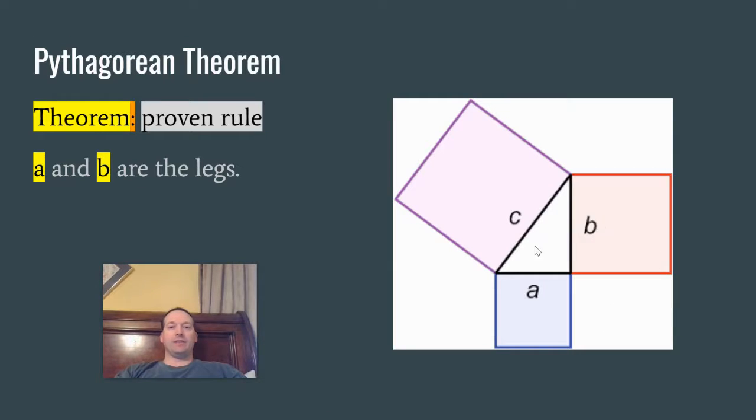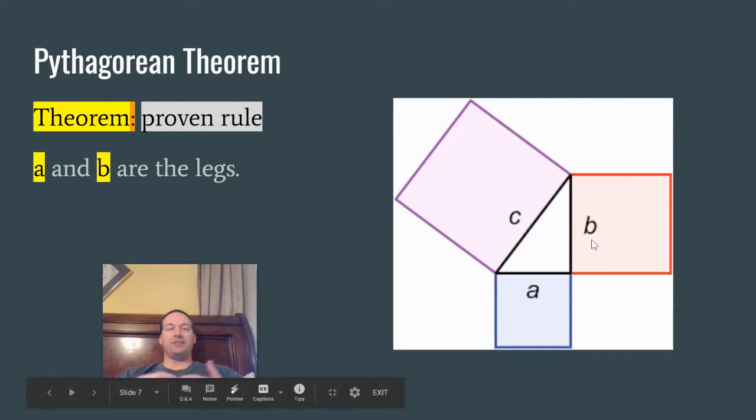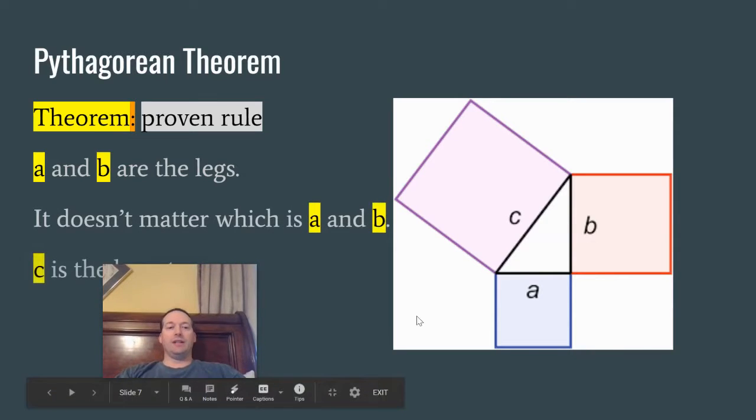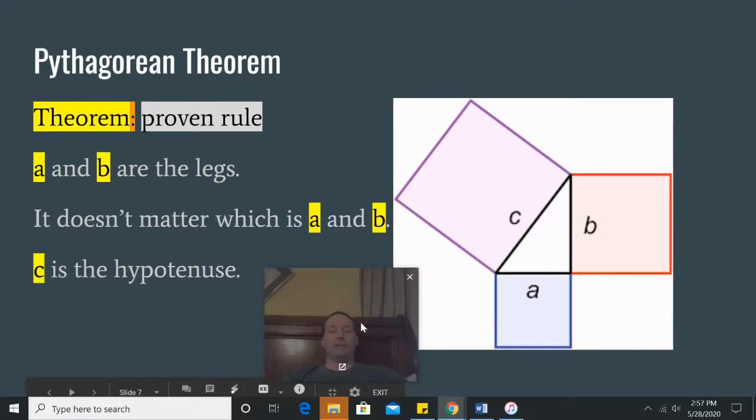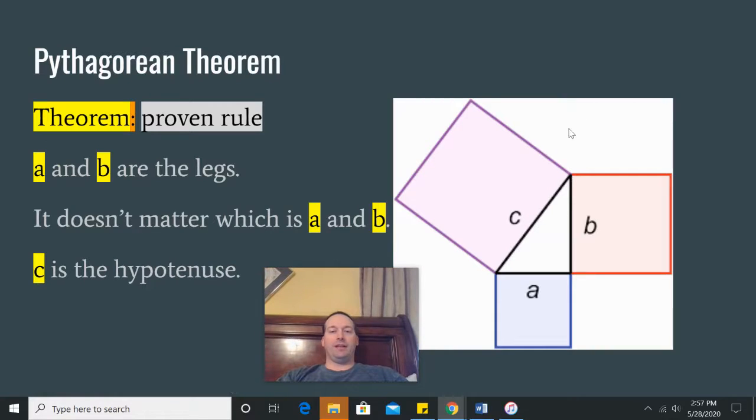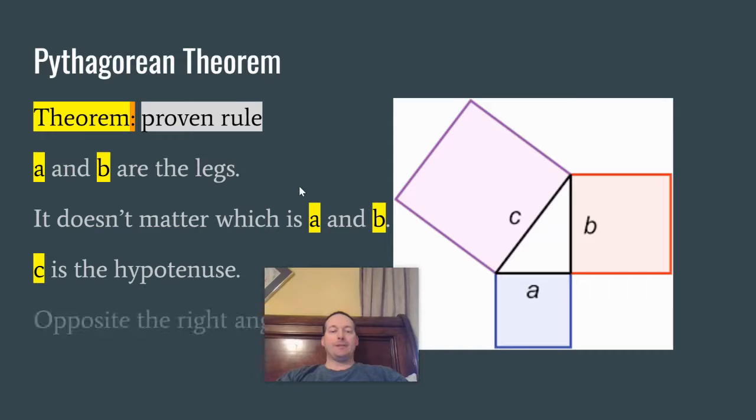And it doesn't matter which one is A and which one is B. We just say that one of them is A, one of them is B, just because they're different sides. That's all. So it doesn't really matter which one you choose. C is always going to be the hypotenuse. So legs are A and B, hypotenuse is C.